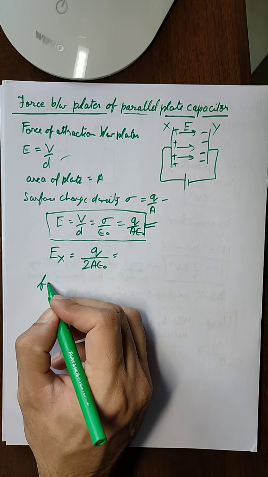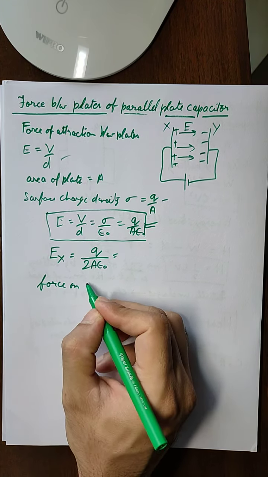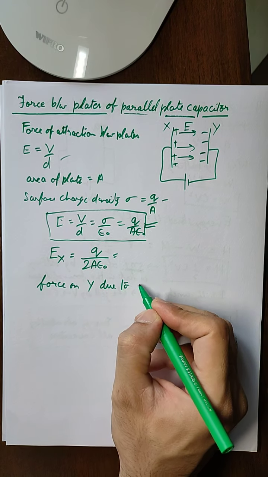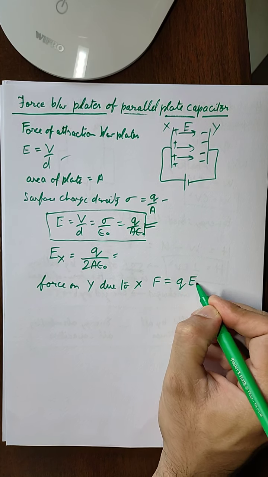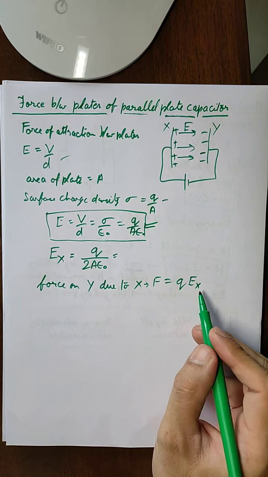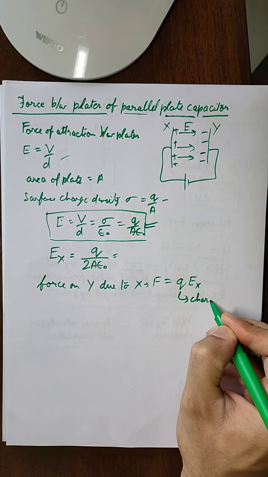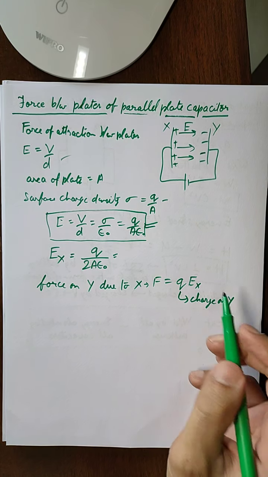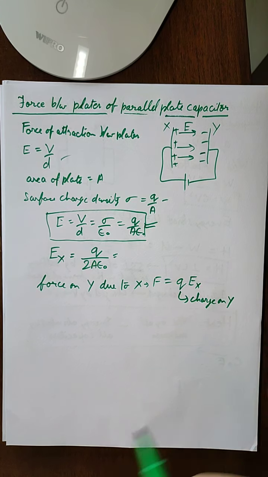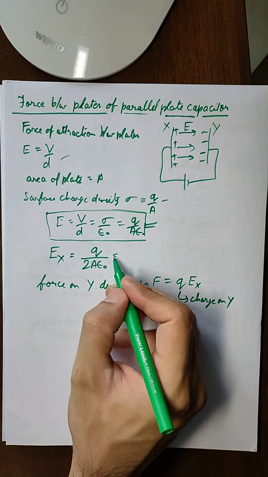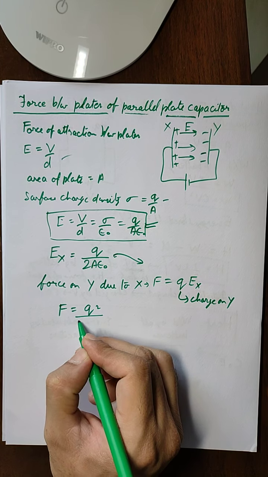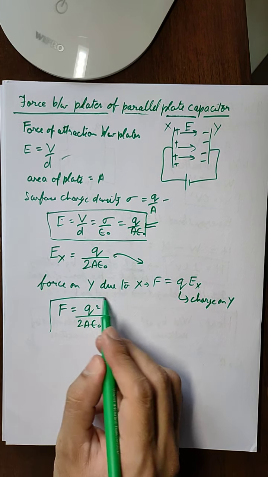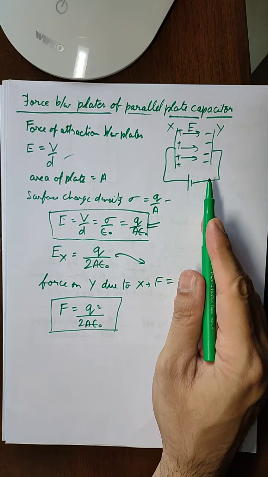Now the force on plate Y due to plate X will be given as F equals QEx, where Q is the charge on plate Y and Ex is the electric field intensity due to plate X. Using this, we can find out that force equals Q square upon 2A epsilon naught. So this is the force applied by plate X on plate Y.